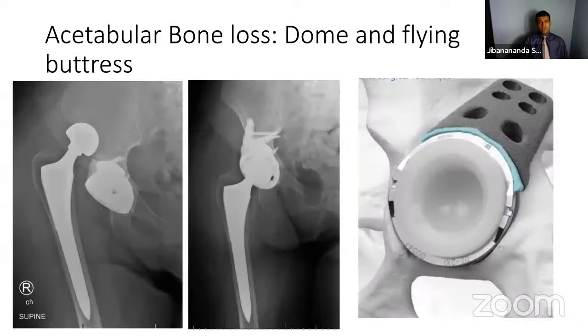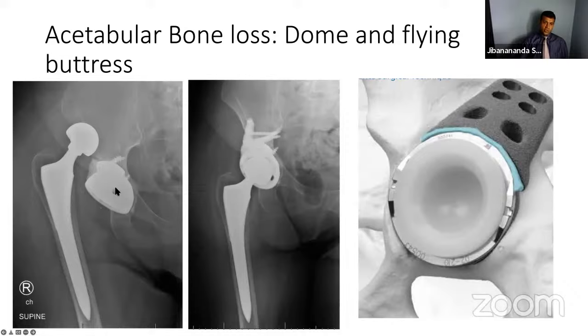There are a couple of ways you can put augments. Augments are classified into what we call footing, which will be real medial; a dome augment, as shown here, which supports the dome area; and then a flying buttress, which goes on the side, as described in this picture, where it sticks to the side. In this one, there was a dome augment already placed by outside surgeons.